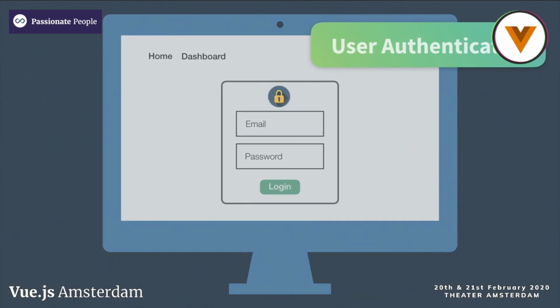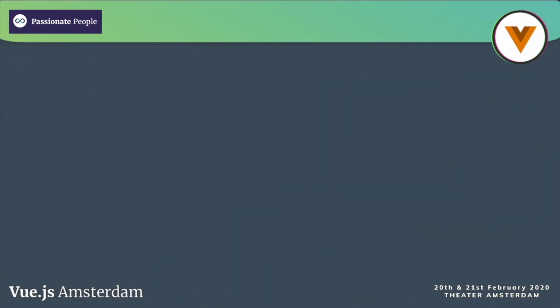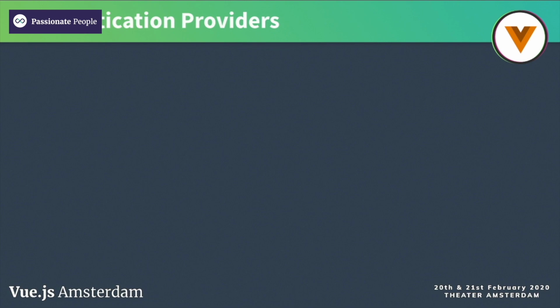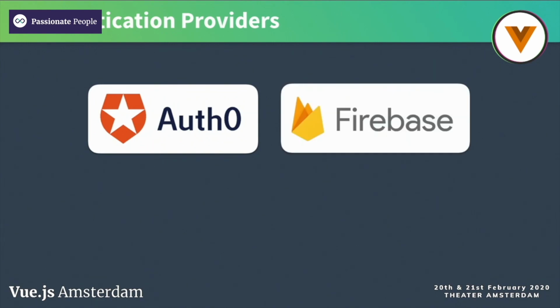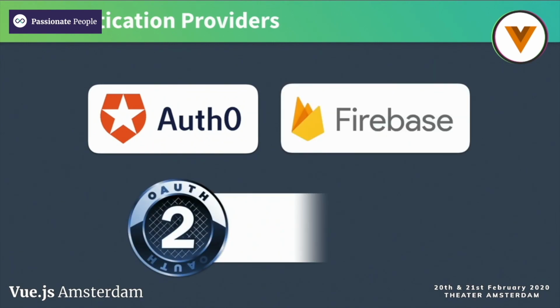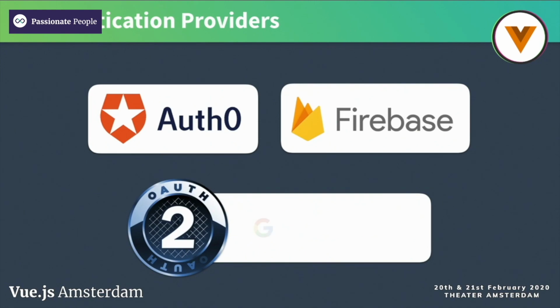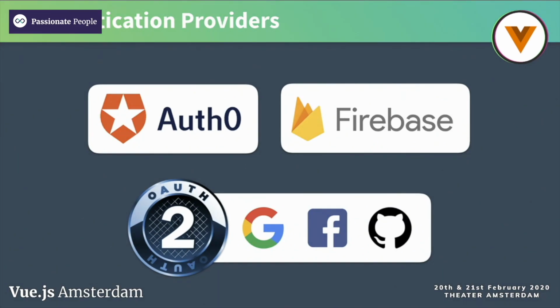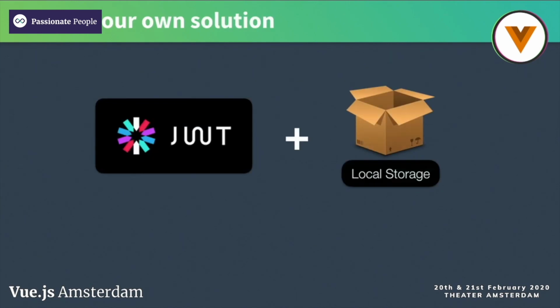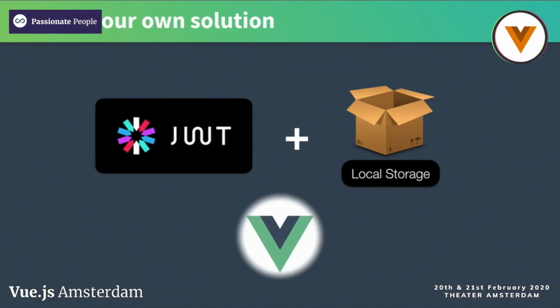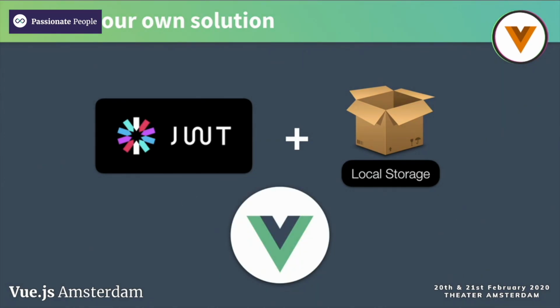So that is authentication, and of course there are different providers and protocols when we're talking about authentication, such as Auth0, Firebase is another popular one, or you might be using OAuth, where your users are logging in with Google or Facebook or GitHub, something like that. But today this is from scratch, so we're going to look at creating our own solution using JWT with local storage. And we're going to focus solely on the Vue side.